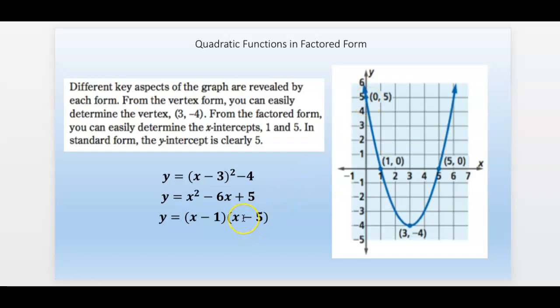And for factored form, it's easy to see the x-intercepts. You see, when x is 1 here, 1 minus 1, that makes y 0. Or when x is 5 here, 5 minus 5, that makes this one 0, which makes y 0. Either one can be 0. You can see where it crosses the x-axis pretty easily.